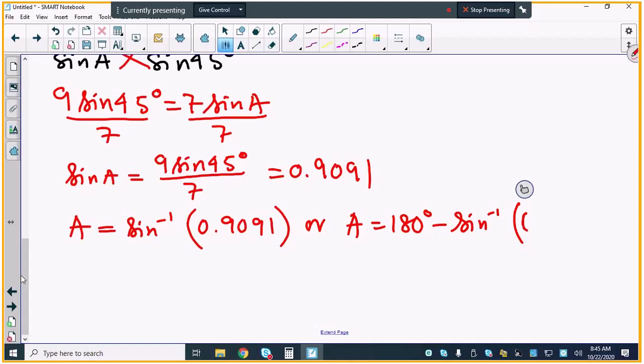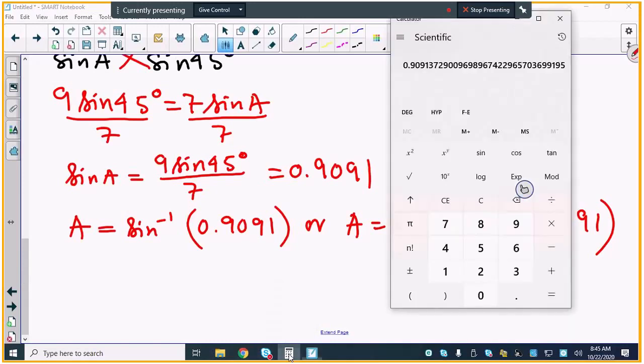Now, I'm not saying that both of them will be your answer, but we eventually have to check whether there is a possibility for both of them to be my answer. Okay, so 0.9091, if I take the arc sine of that, I get 65.3864 degrees.